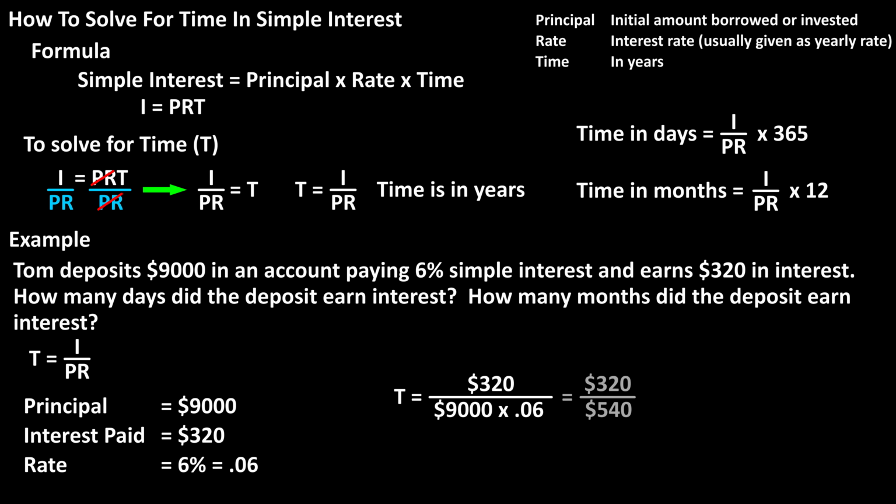And $9,000 times 0.06 equals $540. And $320 divided by $540 equals 0.593 rounded off. And the dollar signs cancel out. So 0.593 represents time in years. And to convert time to days, we multiply our answer of 0.593 times 365, which equals 216 days rounded off. So the money was on deposit for 216 days. Next, to convert the time to months, we multiply our answer of 0.593 times 12, which equals 7.12 months.